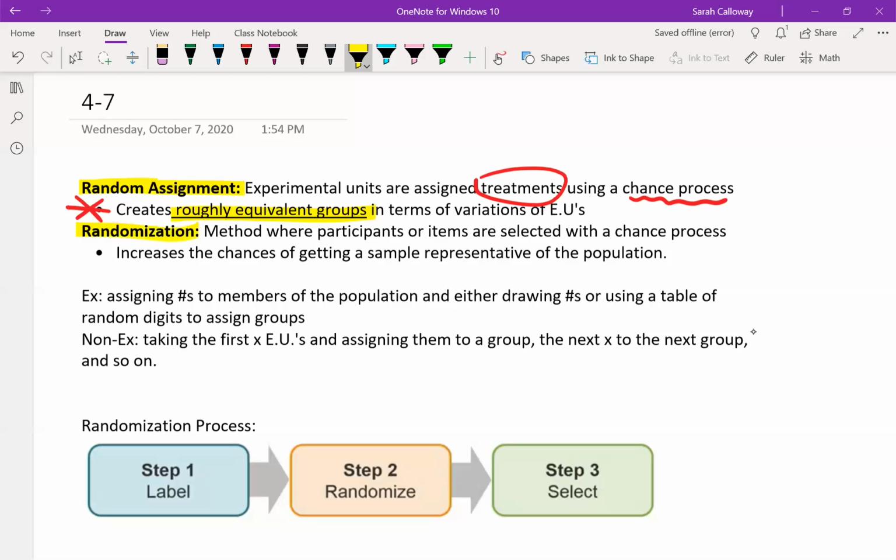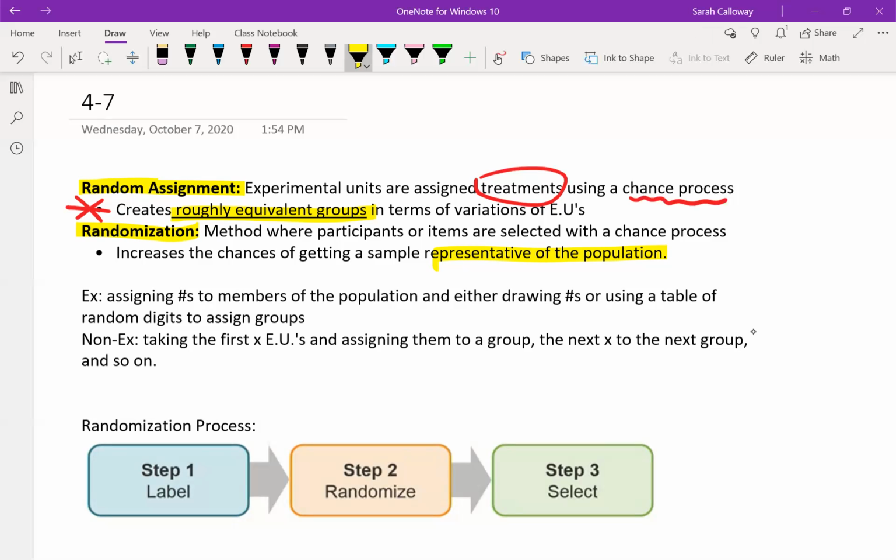Randomization is a method where participants or items are selected with a chance process. And again, this increases the chances of getting a sample representative of the population. So the idea is that I take all those variations of the experimental units that I want to put in my sample, and I get ones with each of the characteristics that are in the population, so that my sample is a mini population. That's always the goal. An example of this would be assigning numbers to members of the population and then either drawing those numbers, or if there's a lot of them, using a table of random digits to assign the groups.